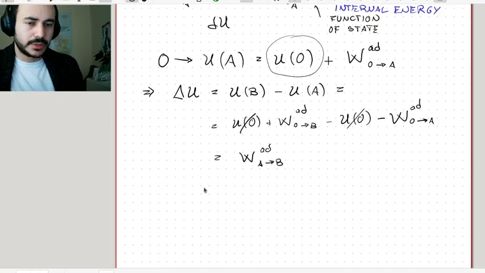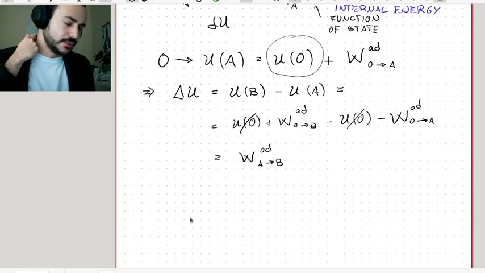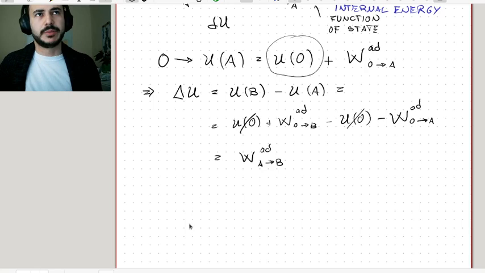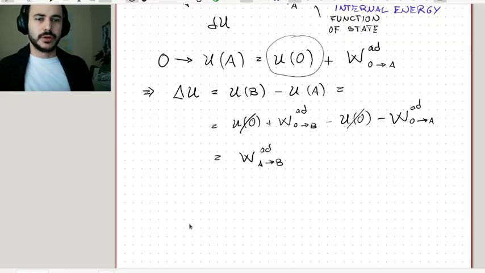So one important remark here is, well, actually two of them. One I told you already. Sometimes it may not be possible, and often actually it is not possible, to go from one equilibrium state A to one equilibrium state B through a quasi-static adiabatic process. Okay, so there is an issue about adiabatic accessibility in order to be able to define internal energy in this way.